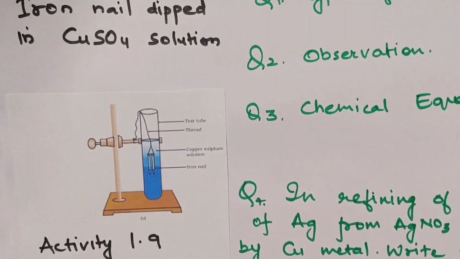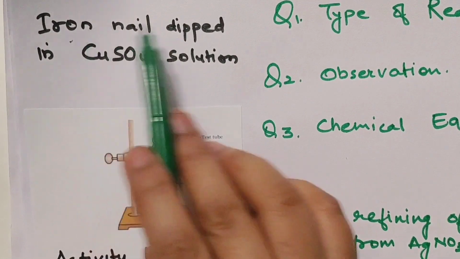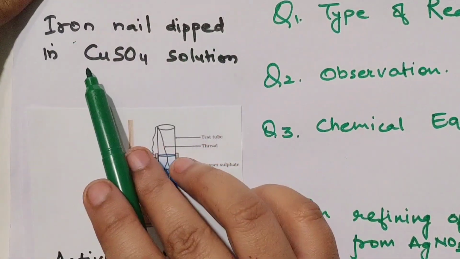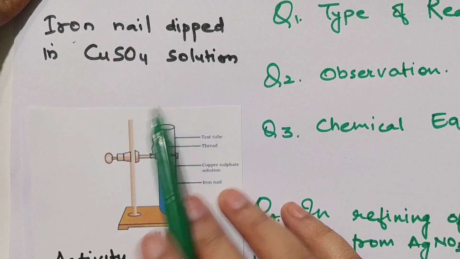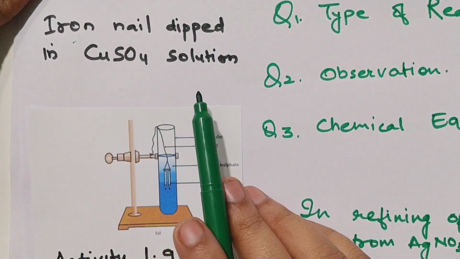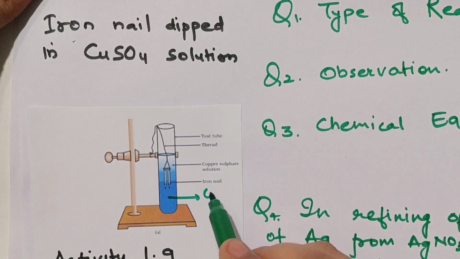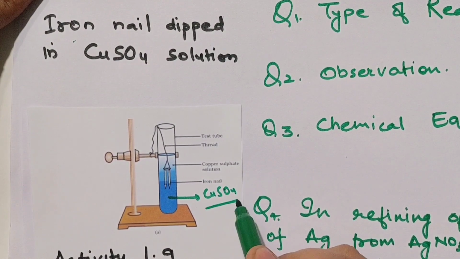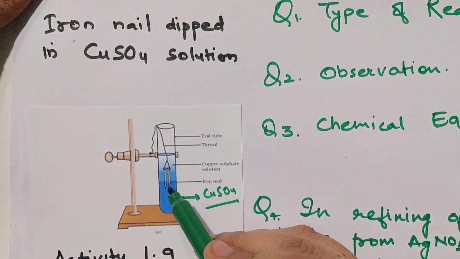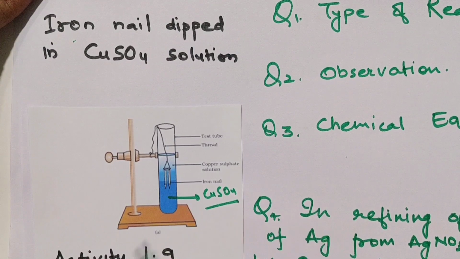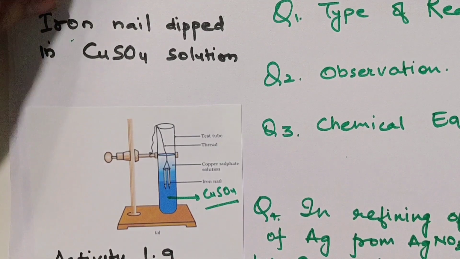Now here we have an iron nail dipped into copper sulfate solution. Again, a very common activity. Many of you must have done it in lower classes. Copper sulfate solution, we know, is a blue colored solution. We have dipped an iron nail into it. As time passes, there are some visible changes in the test tube. So what are those changes?